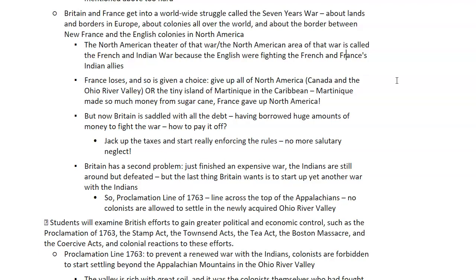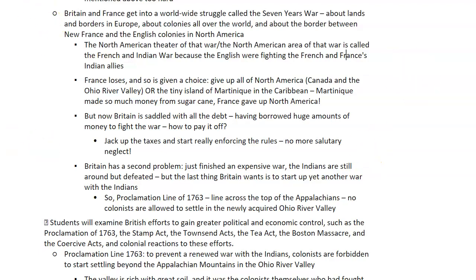There's a second problem. Britain has just finished an expensive war. The Indians are still around. They're still all living out in that Ohio River Valley. But the last thing Britain wants and can afford is to start up yet another war with the Indians. So they invent the Proclamation Line of 1763, a line across the top of the Appalachian Mountains. No colonists are allowed to settle in the newly acquired Ohio River Valley.